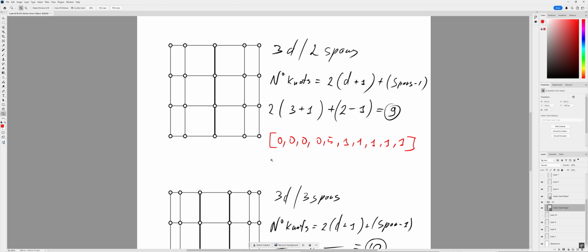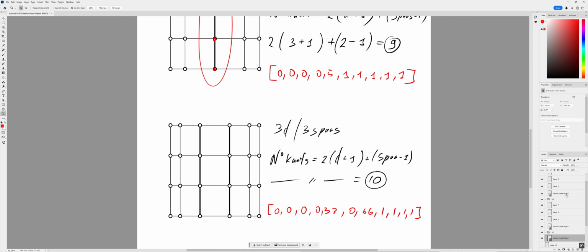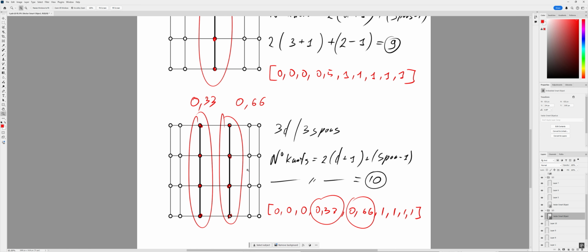Same here, 0.5 marks the middle. Actually, let me visualize. The 0.5 marks the middle, and in this example, it will be these two, 0.33 and 0.66. So we have group number 1, group number 2, group number 3, and group number 4. They are control vertices which are within the different segments.